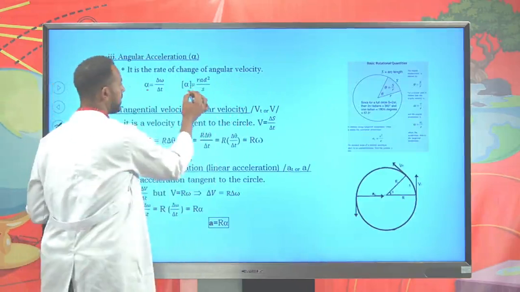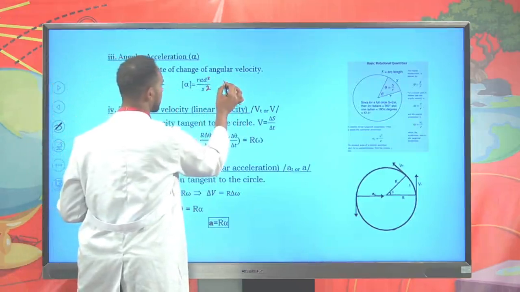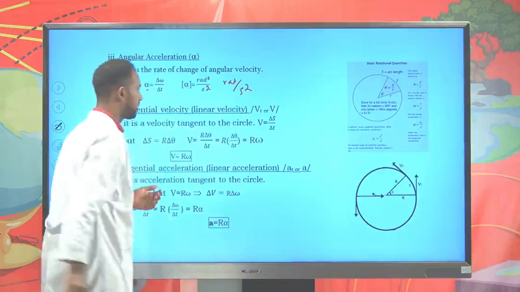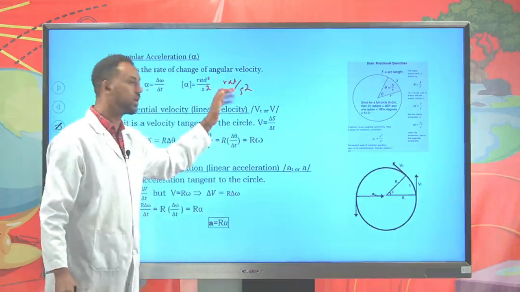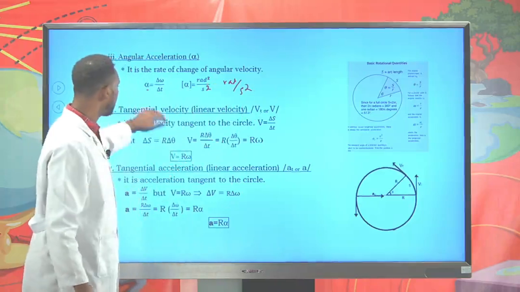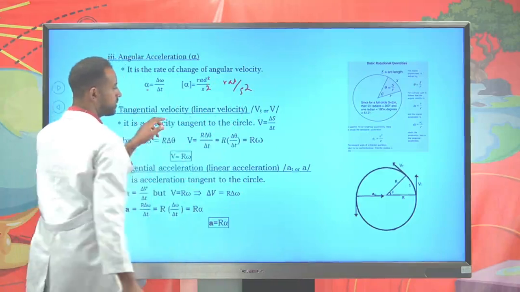Angular acceleration, and the unit of angular acceleration is rad per second squared. This is the SI, or standard unit of angular acceleration. Now let's see about tangential velocity, or what we call linear velocity.